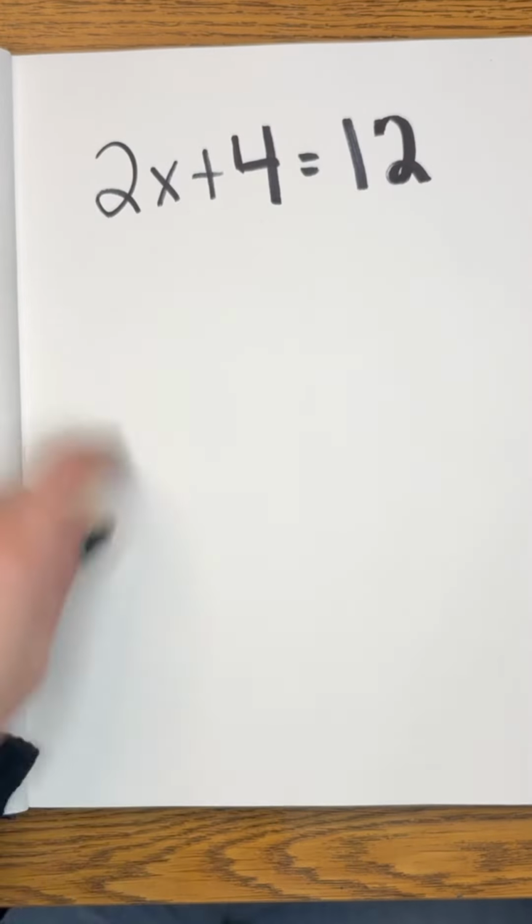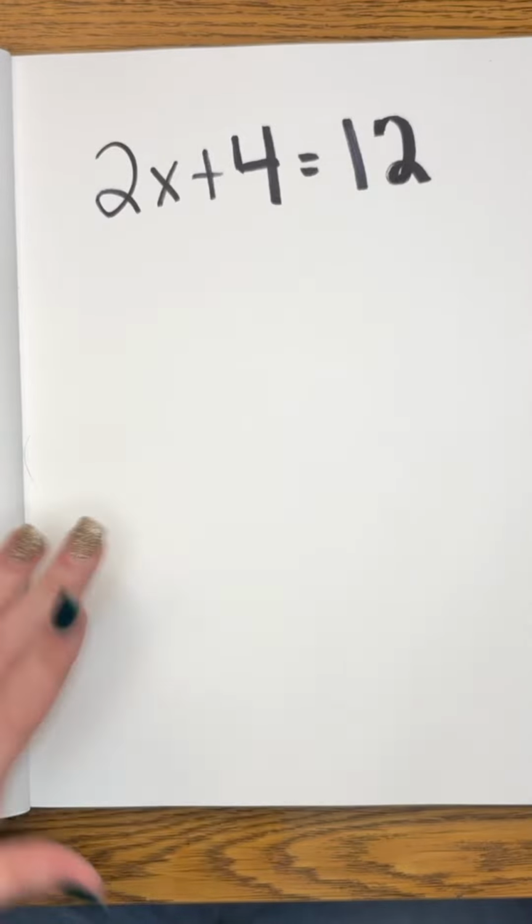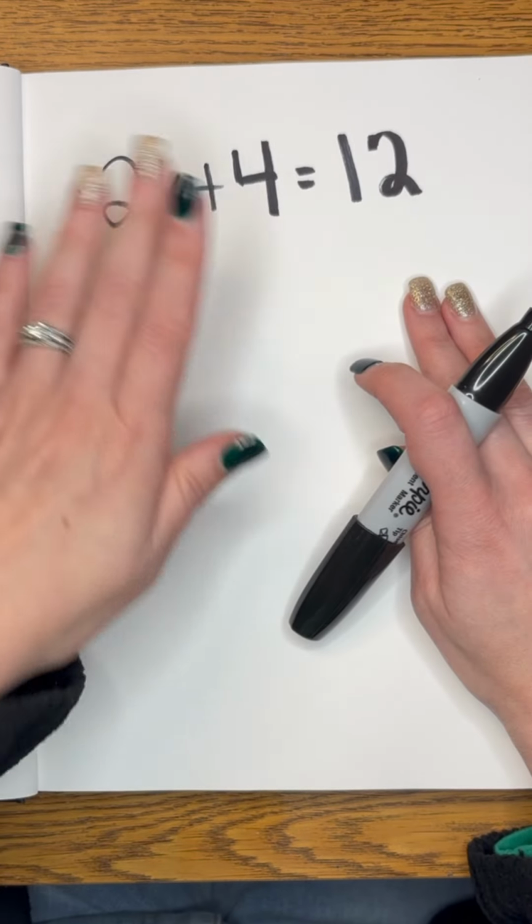Middle school math, made elementary, part 1. Let's start with basic equations, something like 2x plus 4 equals 12. The goal of an equation like this is to make both sides equal.